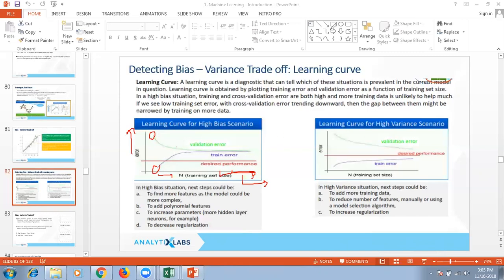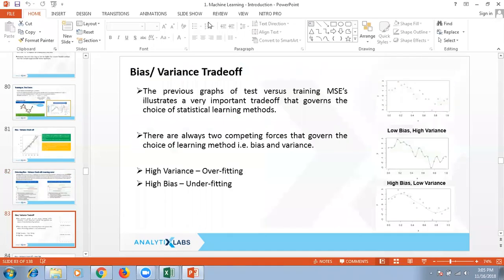So basically, what happened is, if I look at the model with high bias and high variance, what I was referring to is, if I take high bias, then my training error is something like this.